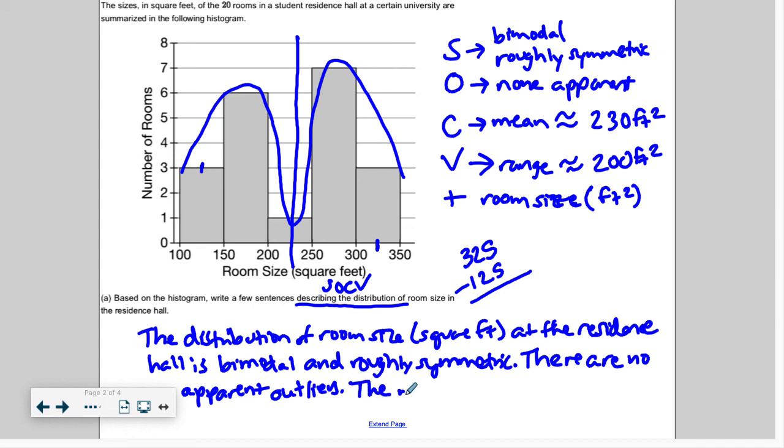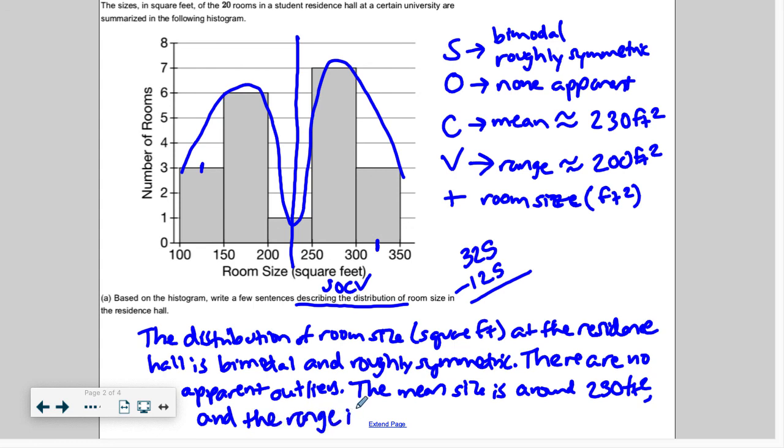The mean size is around 230 square feet, and the range is around 200 square feet.